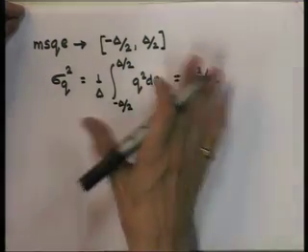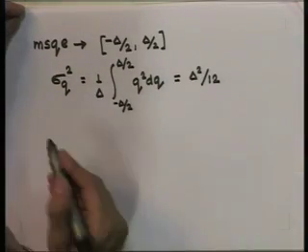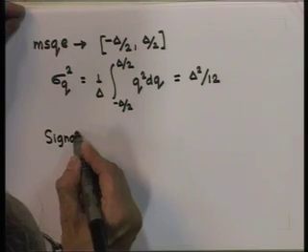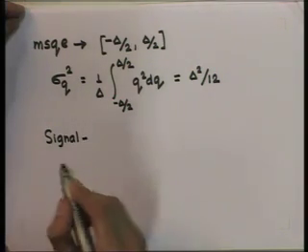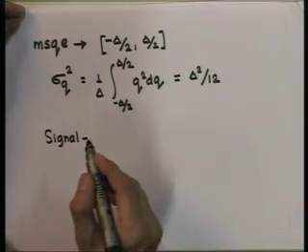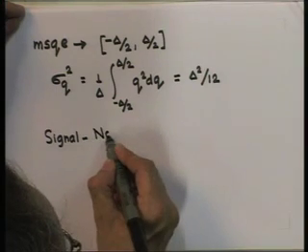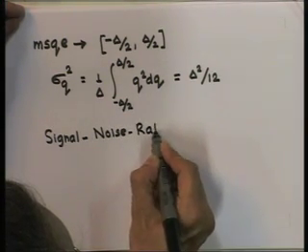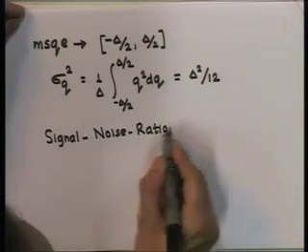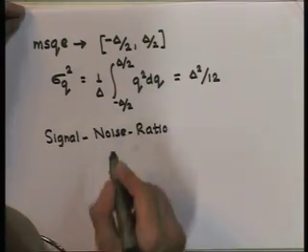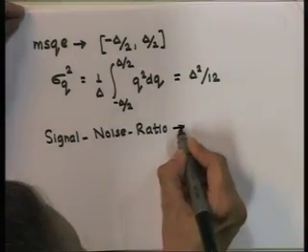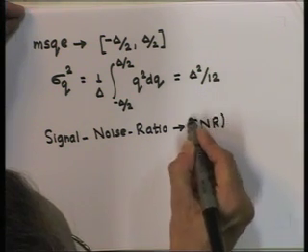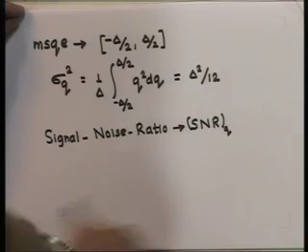Let us also calculate the signal to quantization noise ratio, which we will simply denote as signal to noise ratio. This is actually signal to quantization noise ratio, but for simplicity we will denote it as SNR Q.